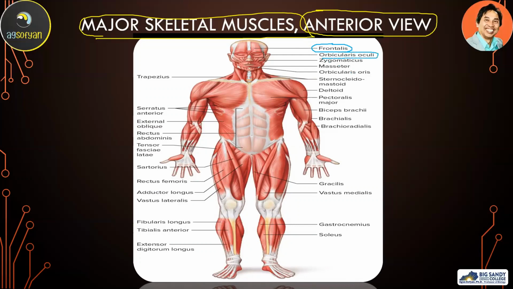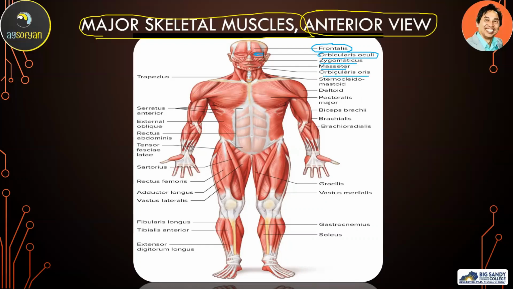Orbicularis oculi. Oculi means eyes, and orbicularis means circle, so this is the muscle that circles the eyes. This is the one that will close our eyes. Zygomaticus. Remember, zygomatic means cheek, so this is the muscle on our cheek. Masseter is also in the cheek, under the zygomaticus, and is usually used for helping in chewing.